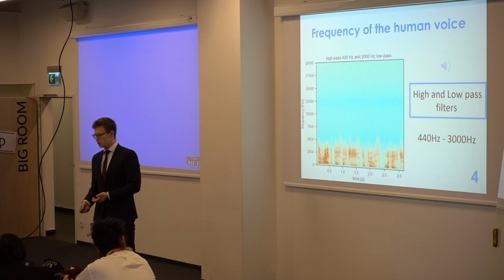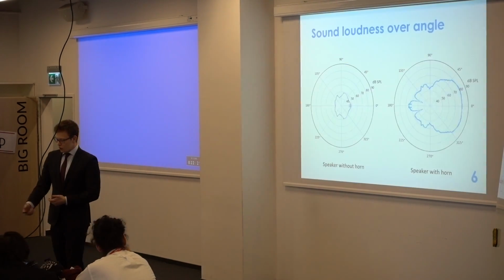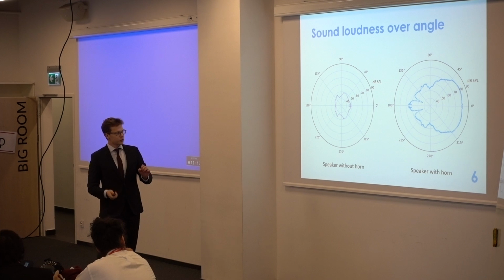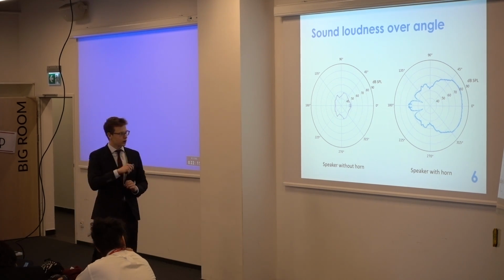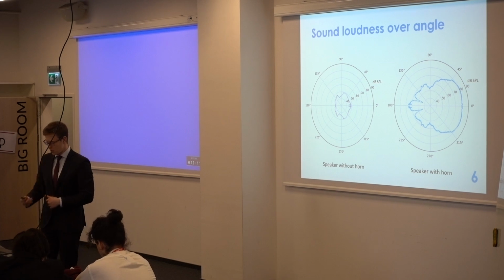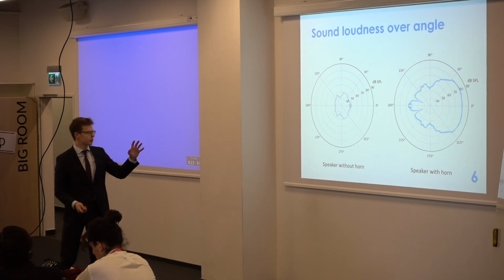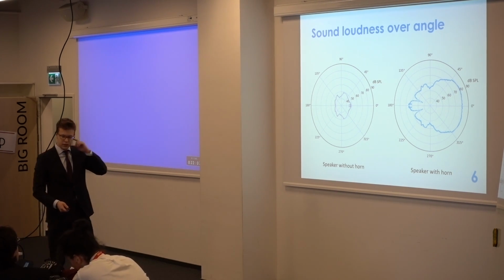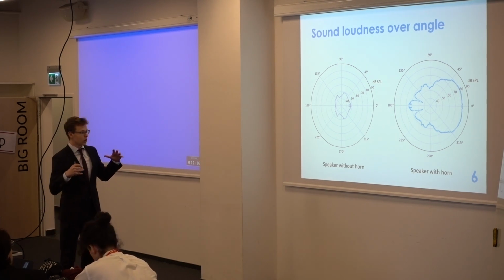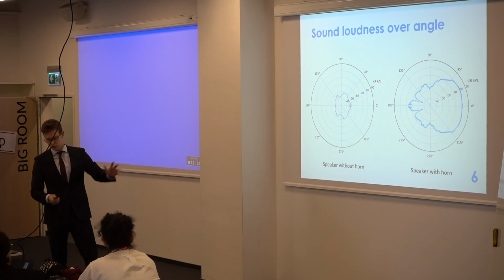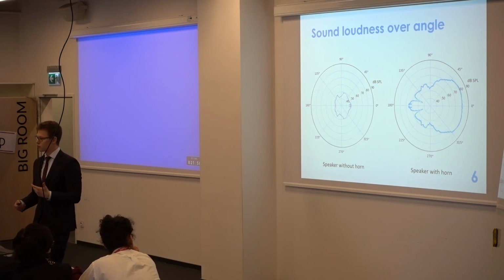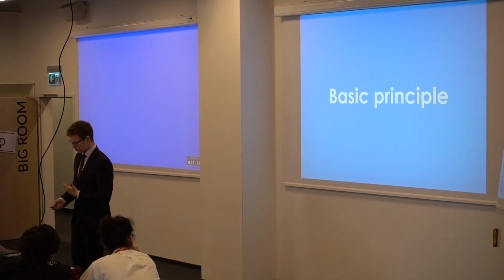Okay, now let's get to the phenomenon. These are polar graphs of sound intensity around a speaker. You can see that when no horn is attached, the overall sound intensity is quite low. And when a horn is attached, sound intensity is a lot bigger in decibels SPL. Okay, so now let's look at the basic principle behind this phenomenon.